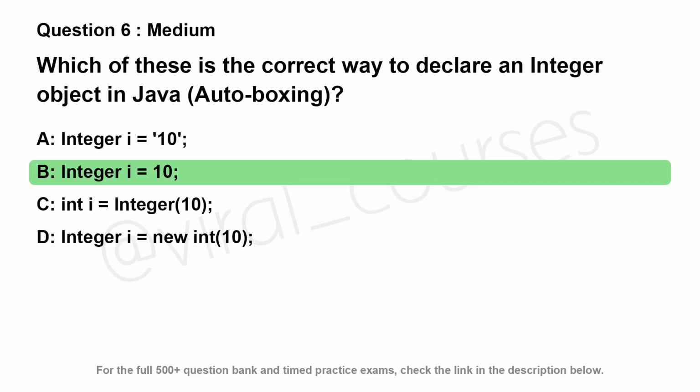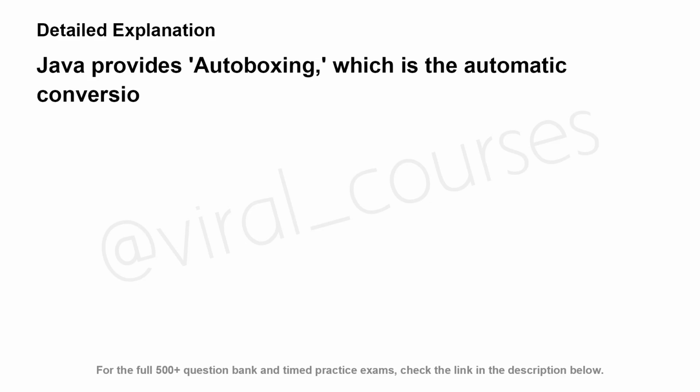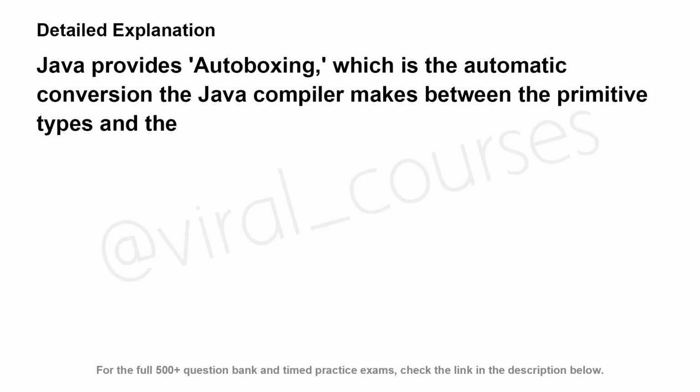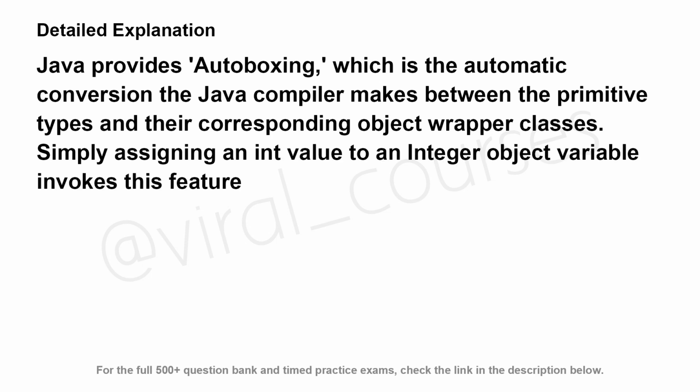The correct answer is B. Java provides autoboxing, which is the automatic conversion the Java compiler makes between the primitive types and their corresponding object wrapper classes. Simply assigning an int value to an Integer object variable invokes this feature.